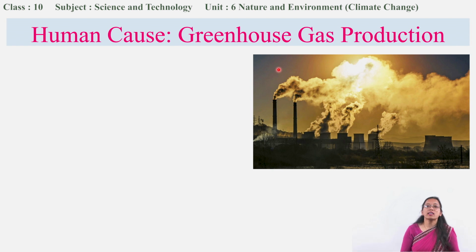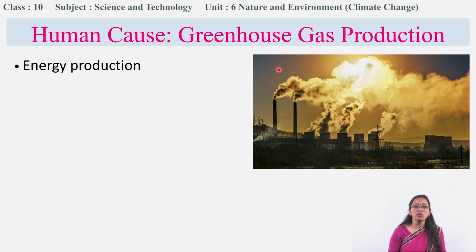Now, how does greenhouse gas production take place? The first cause is human cause. How is it produced? From the industries and thermal power plants. Nowadays in developed countries, just like our hydropower plants, they establish thermal power plants, where they use different kinds of coal, etc. for the production of electricity. From that, more carbon dioxide is released, the greenhouse gases will increase, and because of that the temperature increases.